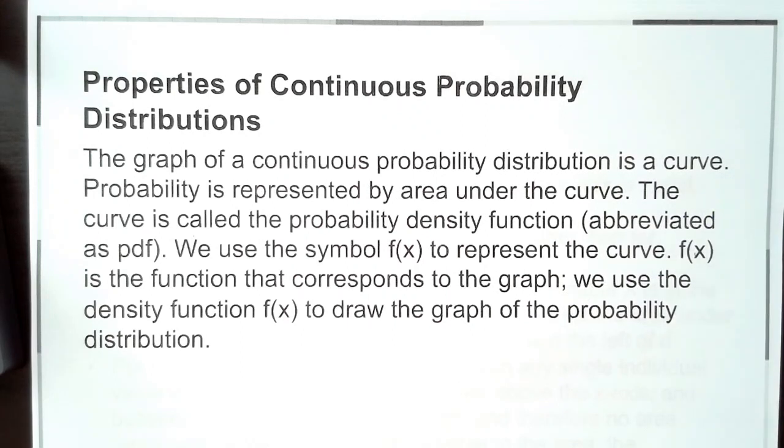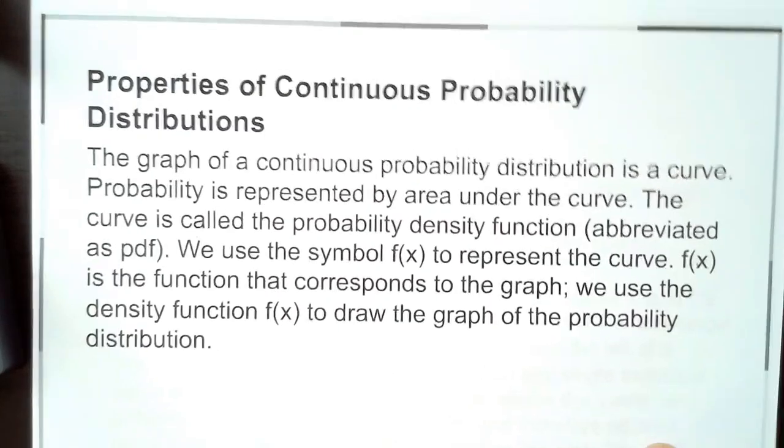5.1 has to deal with properties of continuous probability distributions and the different types. The graph of a continuous probability distribution is a curve, and if you recall from previous lectures, probability is represented by the area underneath the curve. The curve is called the probability density function, or PDF, and we're going to look at different examples. We often use the symbol f of x to represent that curve, the function that corresponds to the graph.